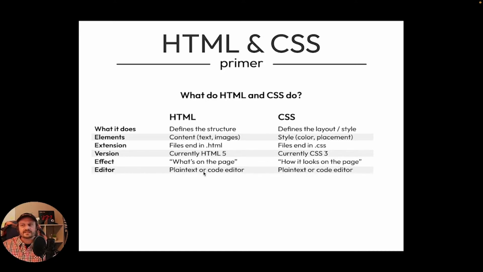And then lastly, the editor. That is to say, with what application or with what software do we write HTML? Do we write CSS? And that's one of the coolest or best things about HTML and CSS. You can basically write them in anything. And that is to say, you can write them in a plain text editor or a code editor. And code editors are programs that are specifically meant for writing code.